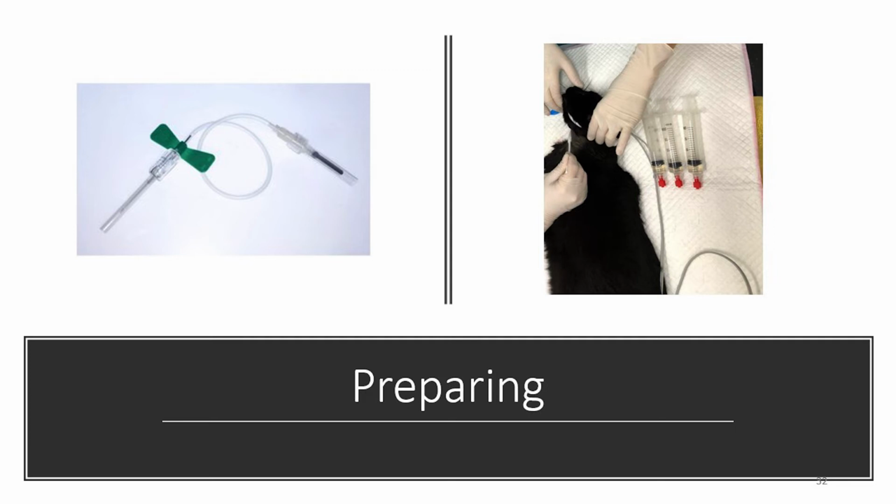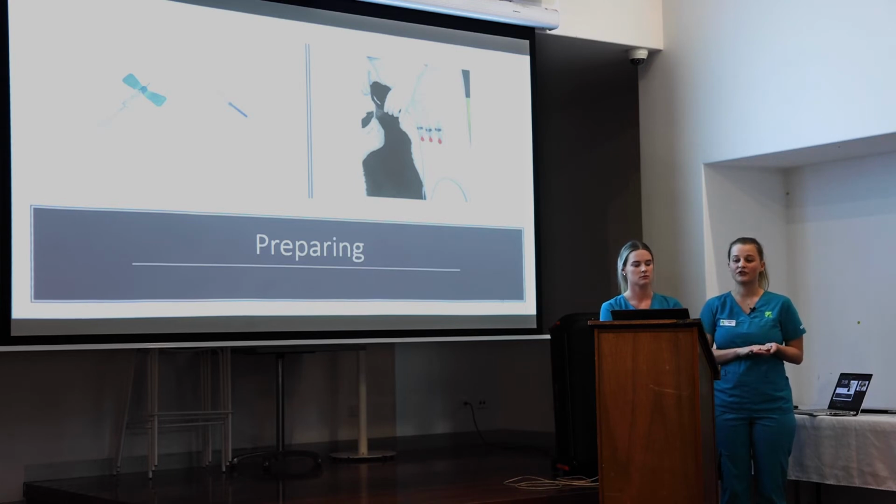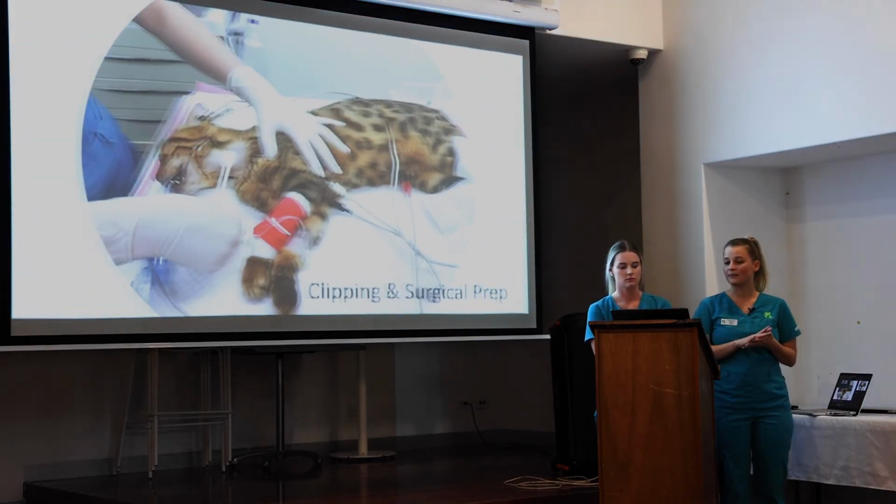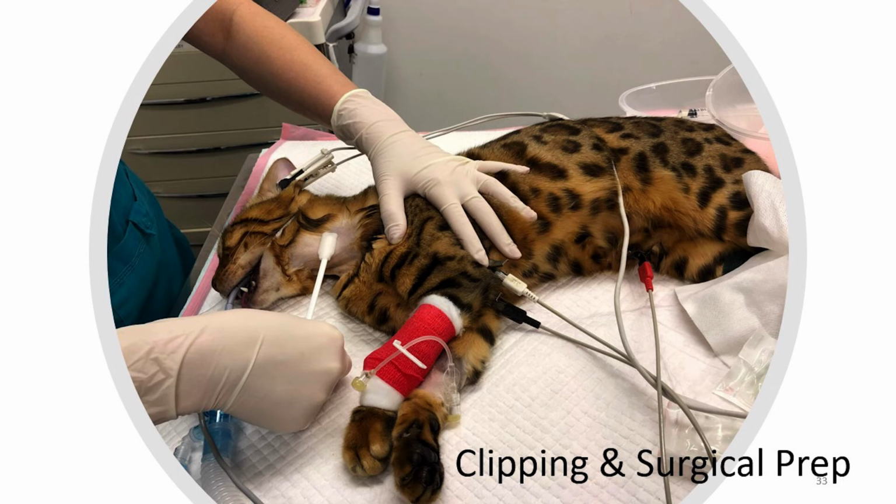Once the patient is stable and your anaesthetist is happy with your donor's anaesthetic plane, you can commence clipping and prepping the area. Like canines, you want to clip a large square around the jugular and do a surgical prep around the site. The same venipuncture principles apply.